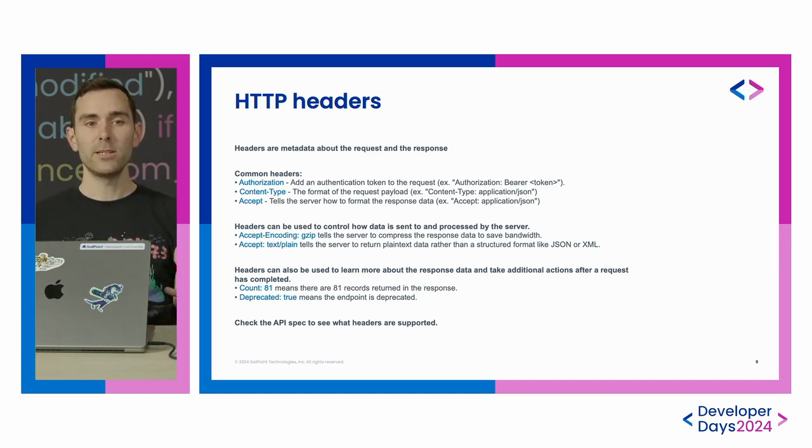And headers can also be used to learn more about the response data so that you can take additional steps later. So a REST API may return certain response headers like count. So SailPoint APIs, if you specify a certain query parameter in the request, you'll get a count header back that will tell you how many items were returned in that response, which can be a convenient way to learn how many items are in that response as opposed to having to iterate over the collection to count them yourself.